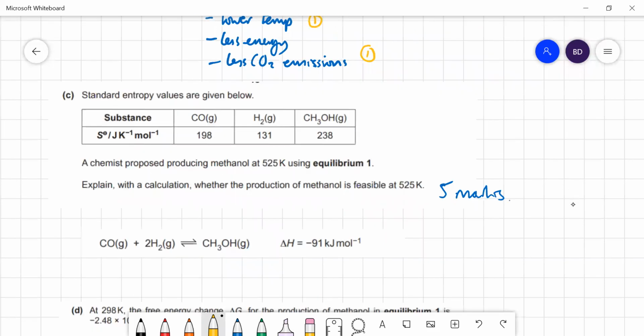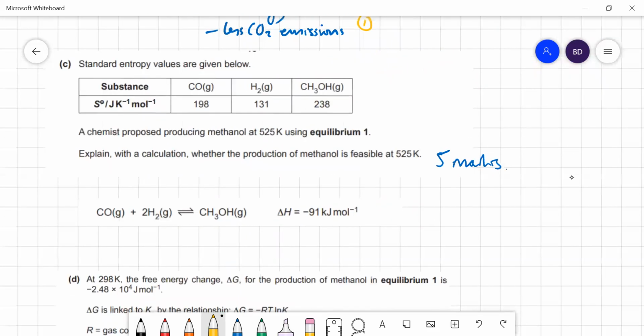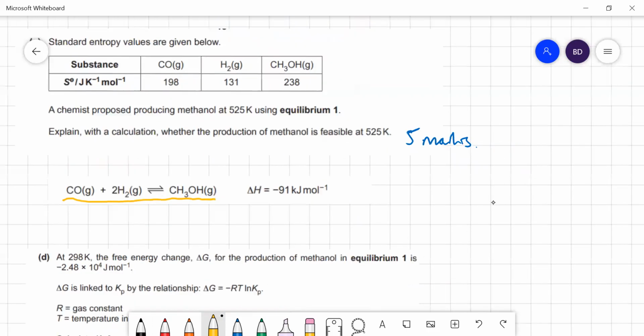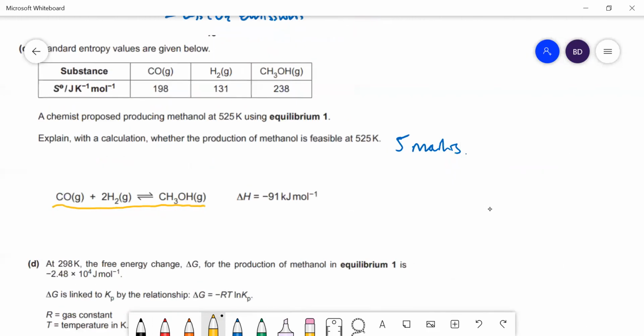Entropy values. Okay, right. So you've got the entropy values. Chemists proposed making the methanol using this equation here, which I've pasted in again. Explain with a calculation whether the production of methanol is feasible at 525 kelvins. Okay, so what we've got to do there is, I haven't really left myself much space there, but we know the equation for delta G, which will tell us if a reaction is feasible.